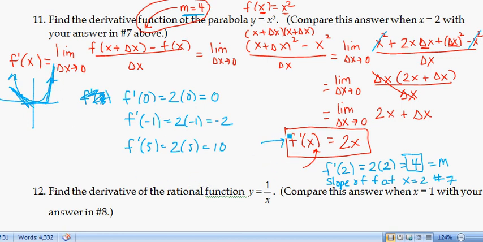So this derivative function is a function. It really has an input and an output, and it takes in as an input any x value we want, and it outputs the slope at that x value.